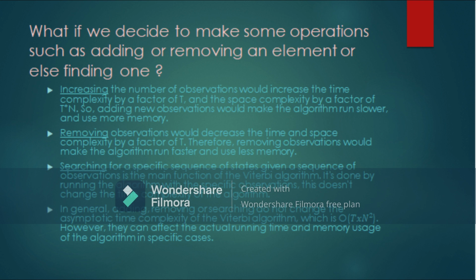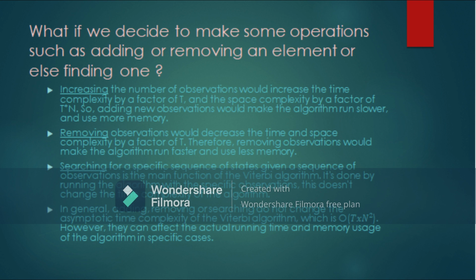Increasing the number of observations would increase the time complexity by a factor of t, and the space complexity by a factor of t times n, so adding a new observation would make the algorithm run slower and use more memory. Removing an observation would decrease the time and space complexity by a factor of t. So, removing an observation would make the algorithm run faster and use less memory.